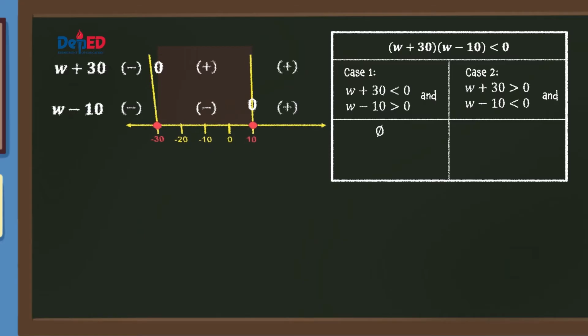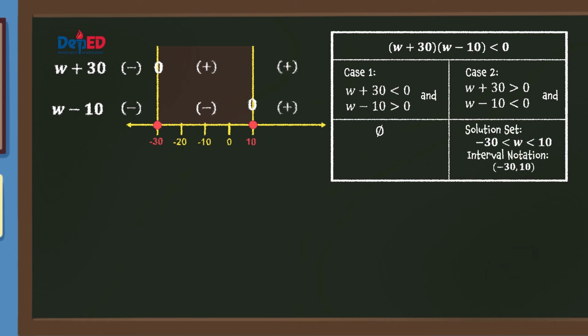The graph says yes, it is in the region where the value of w is greater than negative 30 but is less than 10. Hence, there is a solution for case 2, given by the double inequality: negative 30 is less than w and w is less than 10. We may write it in interval notation, which is an open interval from negative 30 to 10. We use parentheses when the boundaries are not included in the solution set. So, the solution set for the less than part of the inequality is the union of empty set and the solution set for case 2, which is just equal to the same solution set for case 2.